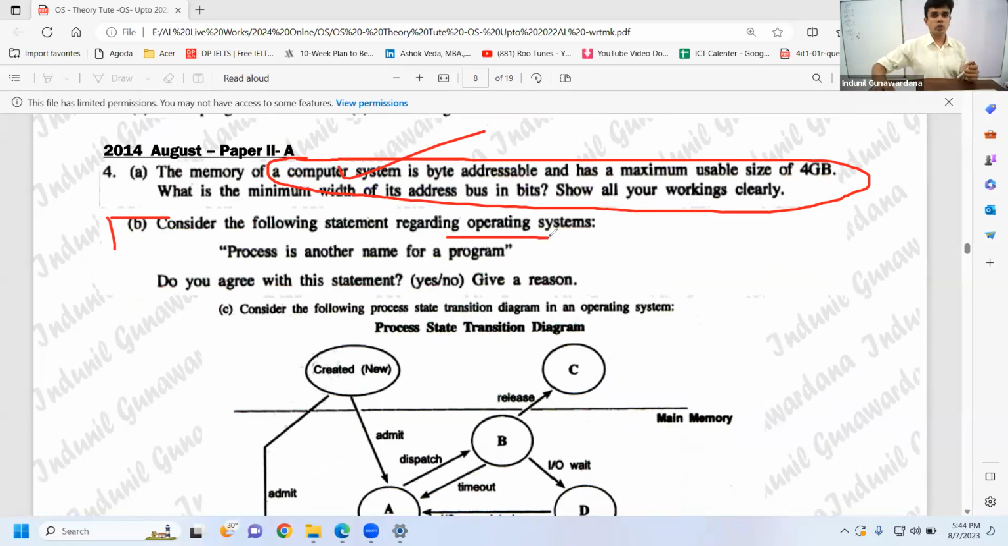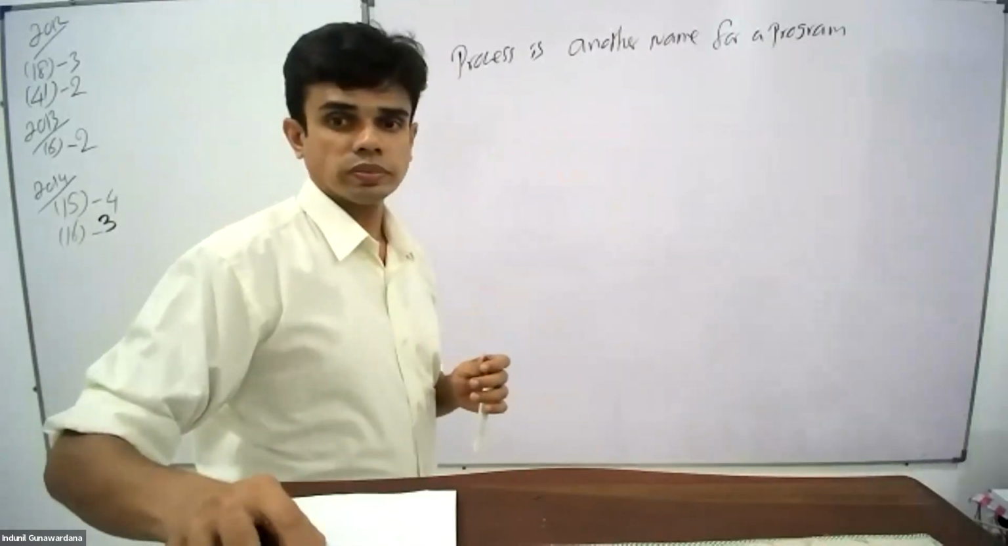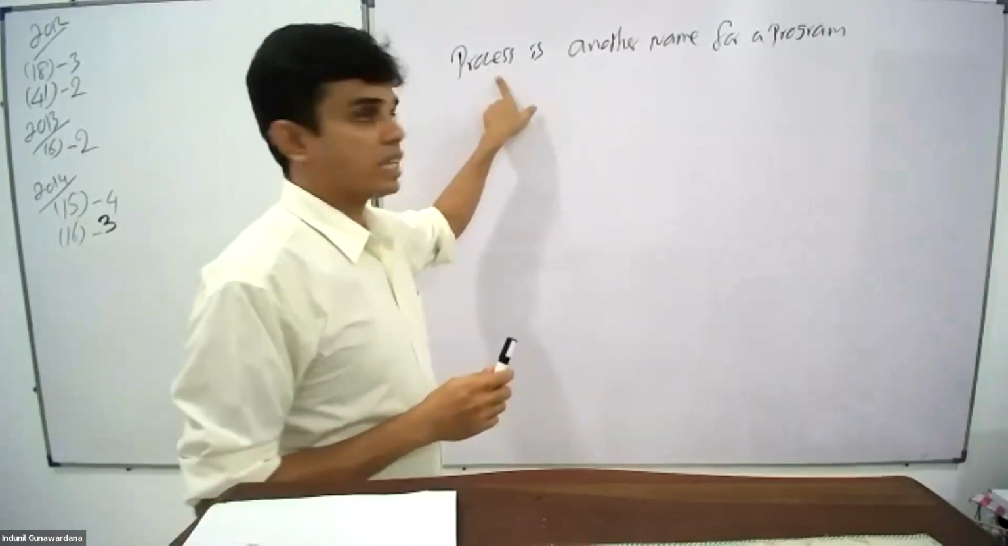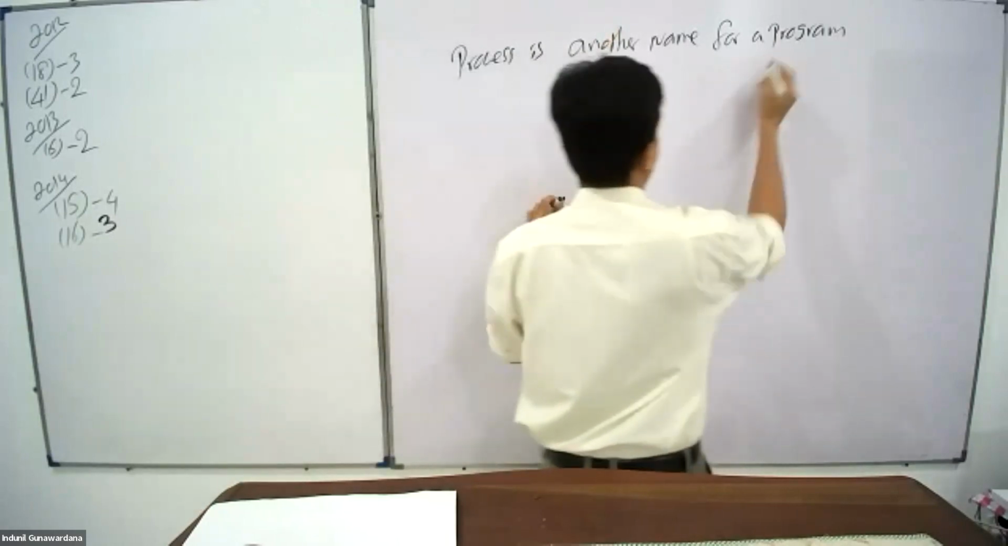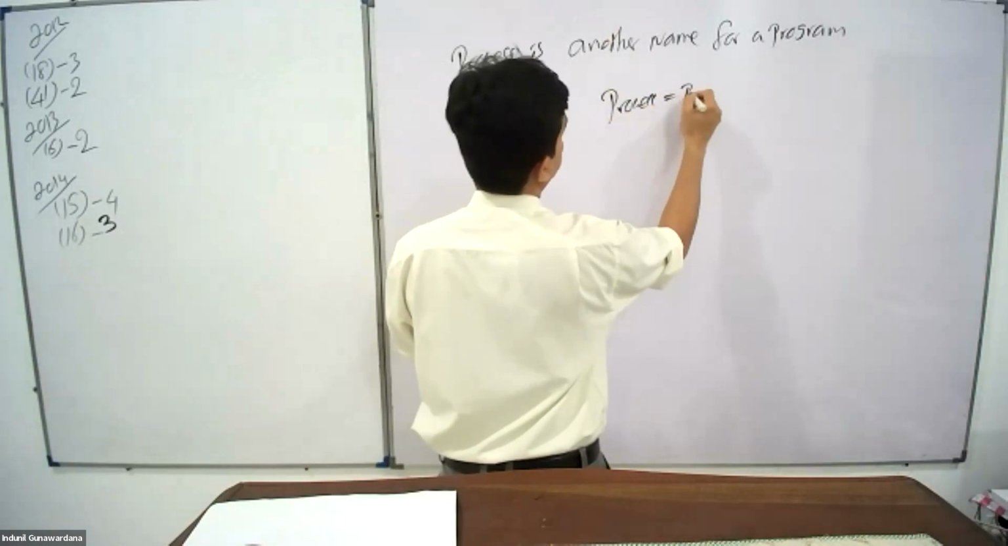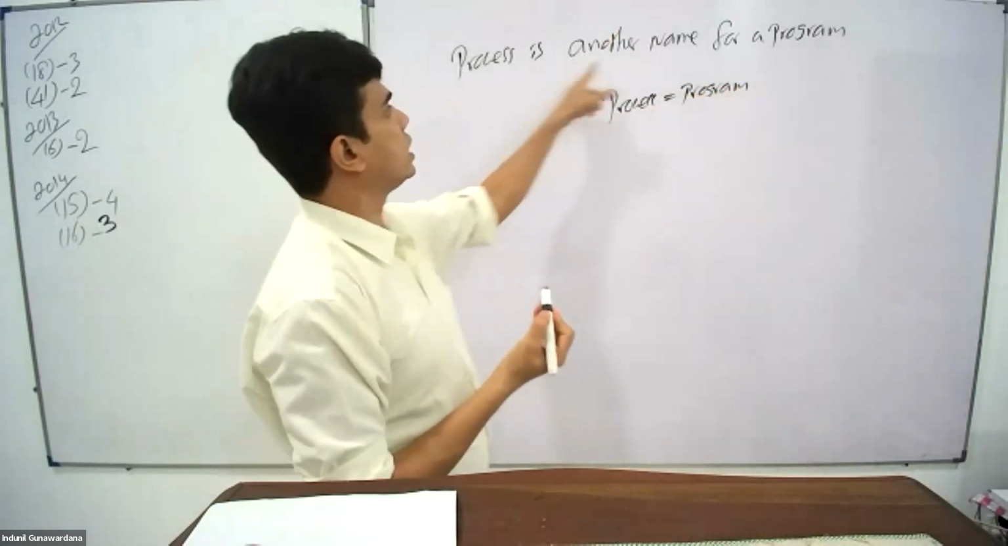Consider the following statement regarding the OS: process is another name for a program. Do you agree with this statement? Yes or no? Give a reason. Simply, technically it says that process equals program. Isn't that what they say? Process is another name for a program.